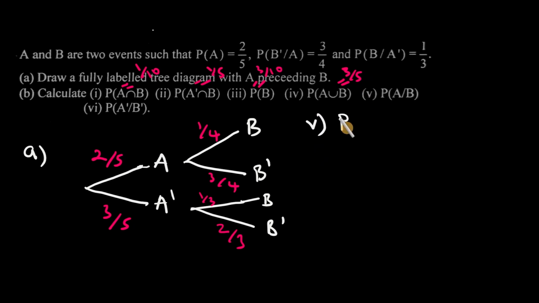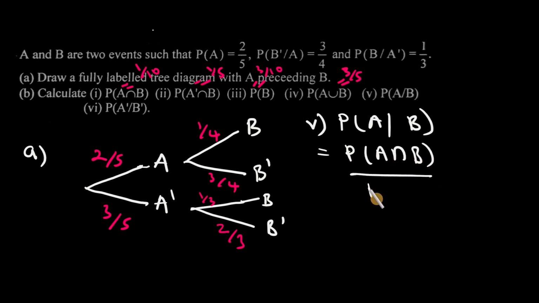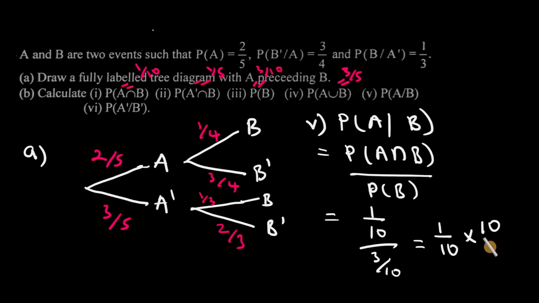Question 5: the probability of A given B is given by the formula probability of A intersection B all over probability of B. Probability of A intersection B is this, which is 1 on 10, all over probability of B, which is this, that is 3 on 10. That's dividing two fractions. We invert the fraction at the denominator and multiply by the one at the numerator. So here I have 1 on 10 times 10 on 3.